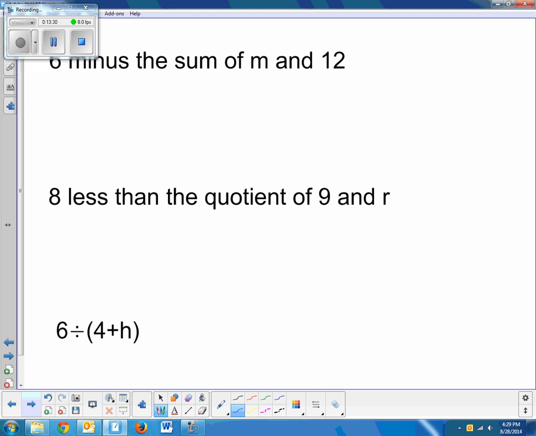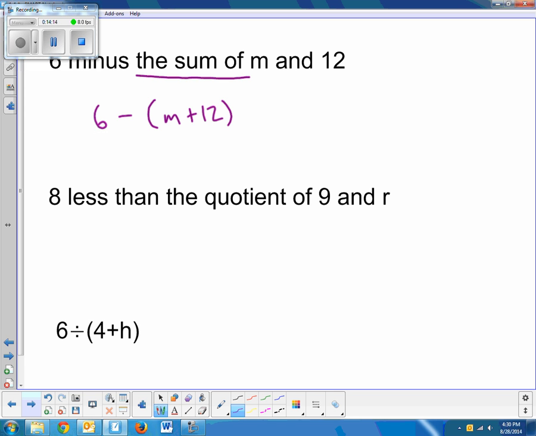So we got 6 minus the sum of m and 12. And I notice right away, the sum of, that has to happen first. If it says the sum of, we have to add first. So in parentheses, I'm going to go ahead and put m plus 12. Because I know that sum means addition. So I know that that has to happen first. And I've got 6 minus that. So it's not m plus 12 and then minus 6. We've got 6 minus m plus 12. And I know by looking at what I've just written, following my order of operations, I'm going to take whatever number m is, add 12 to it, then I'm going to do 6 minus that to get my final answer.